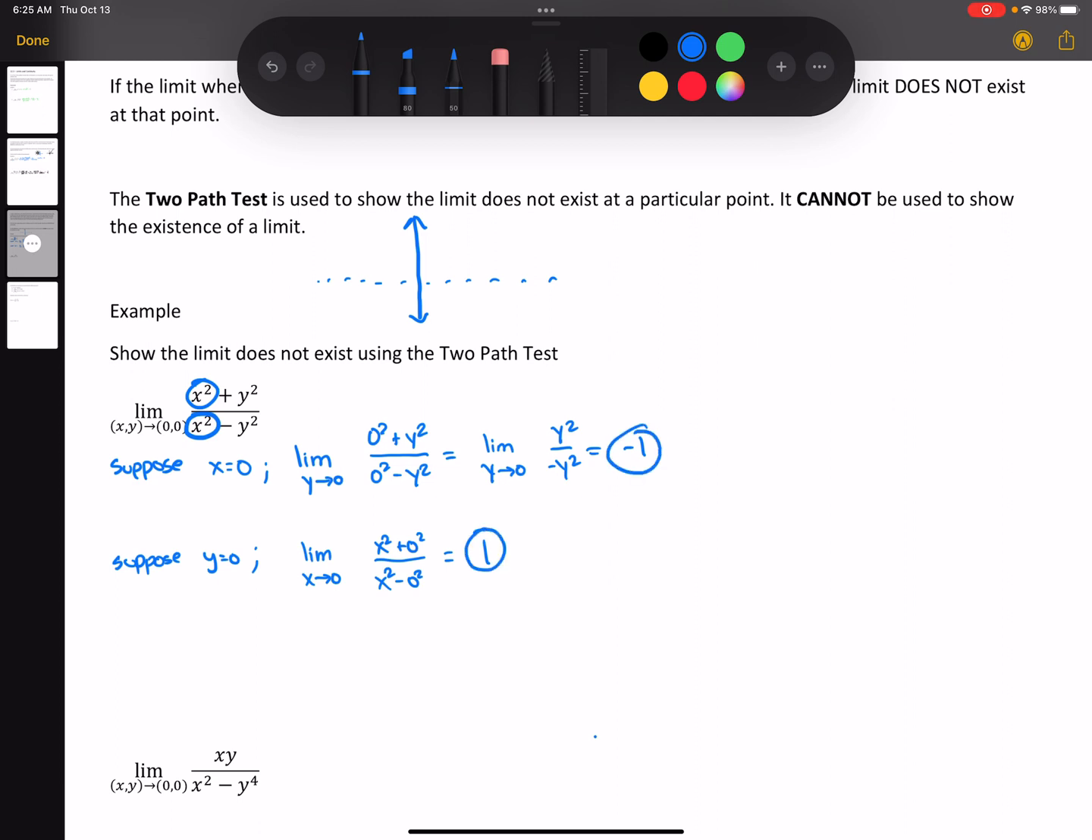The limit doesn't exist. So we say something like, by the two path test, using y equals 0 and x equals 0 — these are lines, by the way, not us substituting in a particular value for x and y. These are lines. So by the two path test using y equals 0 and x equals 0, the limit does not exist.